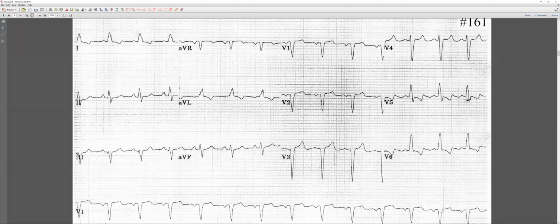The width of the QRS: is it narrow or wide? What do you think? It's definitely wide. Very good. Because the QRS complex should not be longer than 3 small boxes, which means that there is something with the conduction of the wave of depolarization in the ventricles.